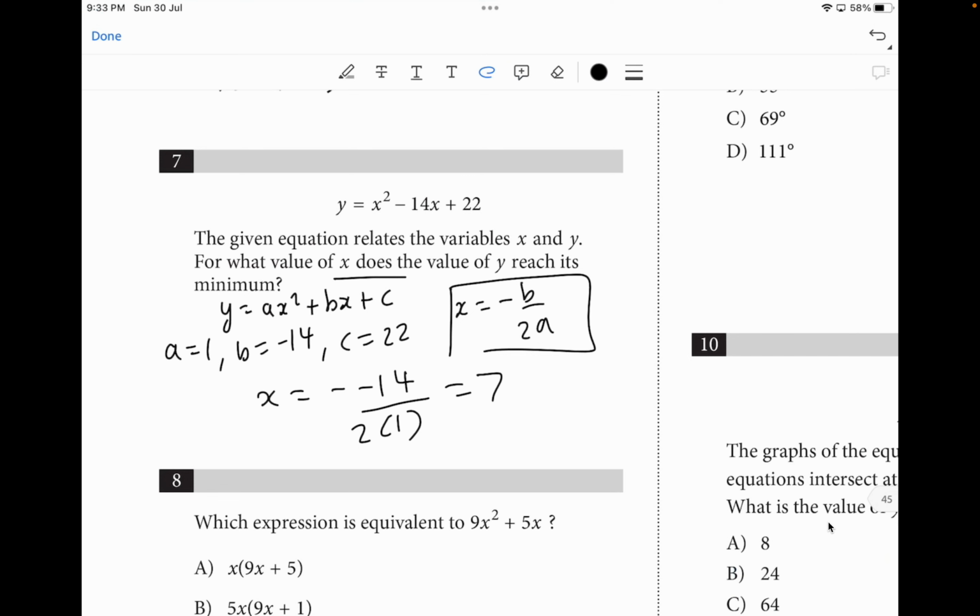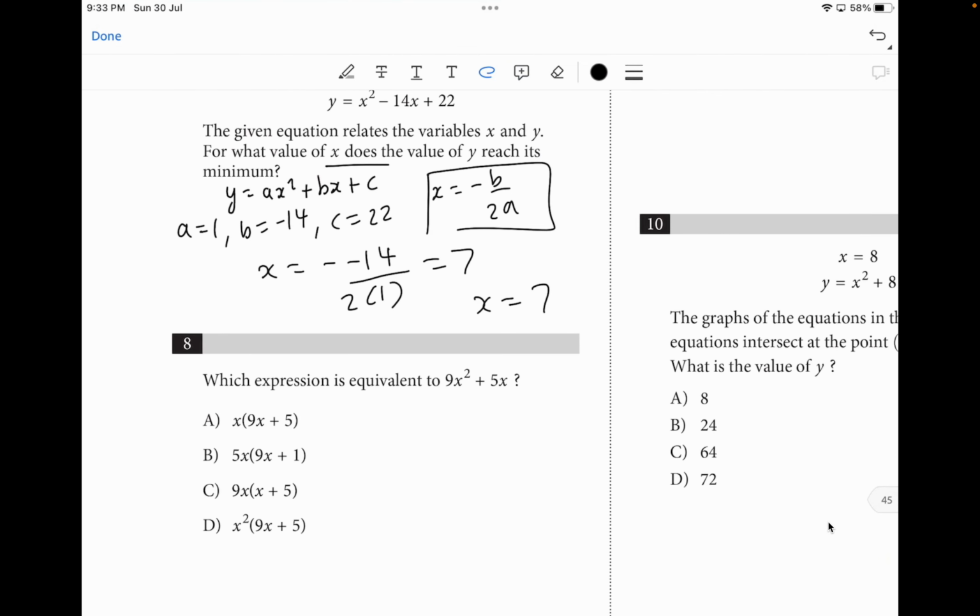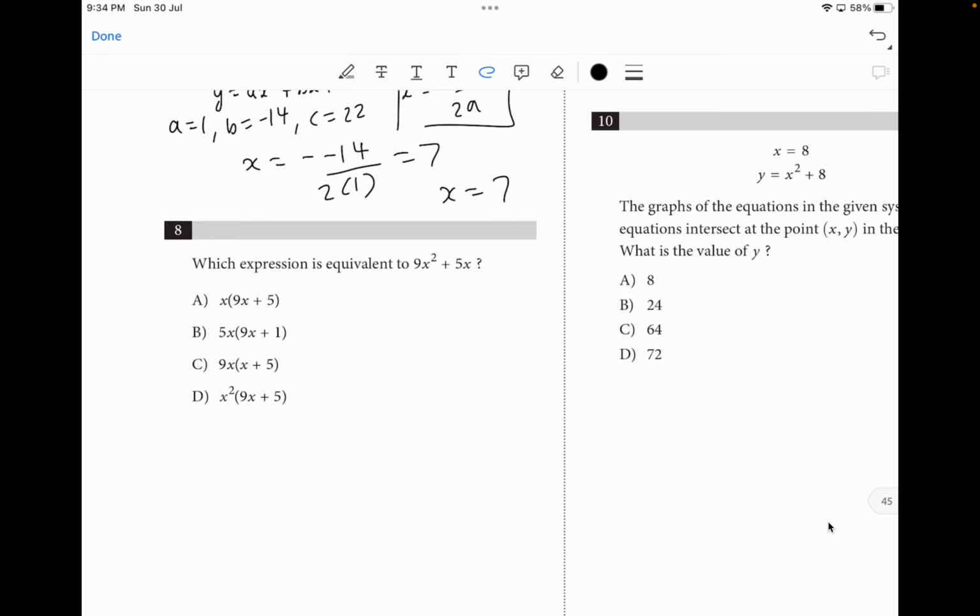For what value of x does y reach its minimum? Your correct answer is going to be x is equivalent to 7. 7 is going to be the answer for question number 7. Wow. Okay, question number 8.